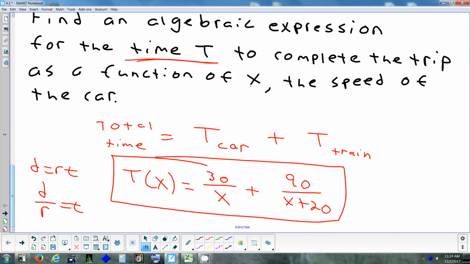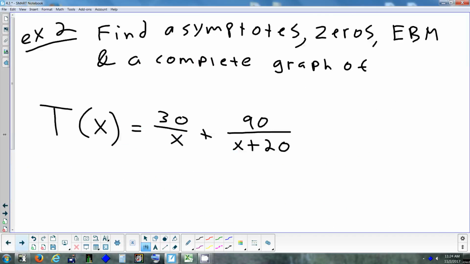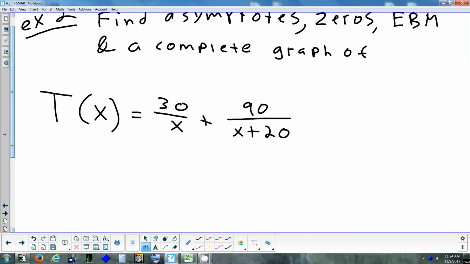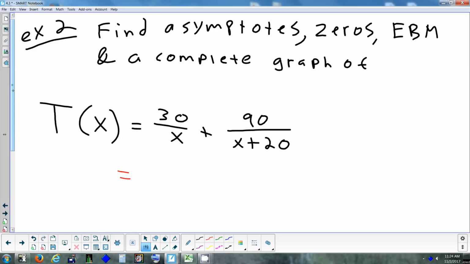Another thing we could do is combine these together with a common denominator. That might be handy if we want to do some other things with it, but they didn't say to do that here, so I'm not going to. Now I'm going to look at that as an equation, and I'm going to solve for all the things they're asking me to solve for. But before I solve it, I'm going to write it as a common denominator, just because that'll be helpful when you have to find certain things, especially the EDM.